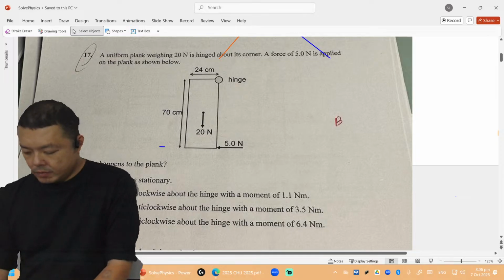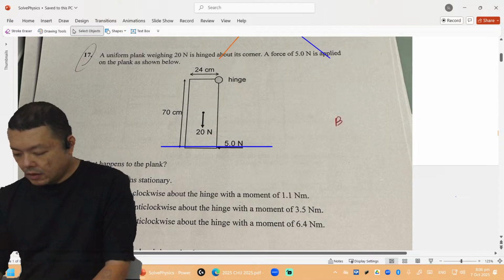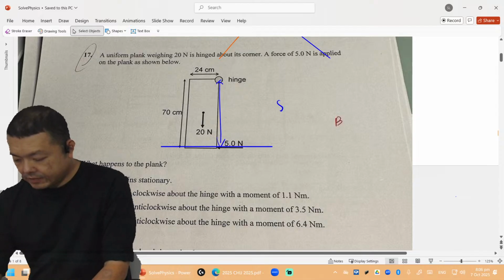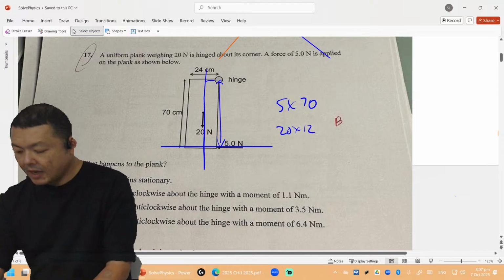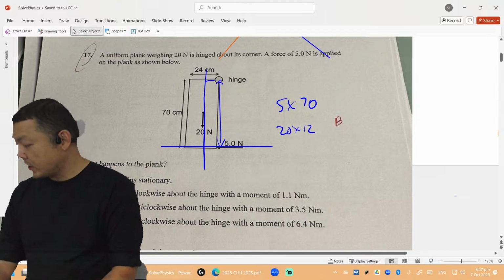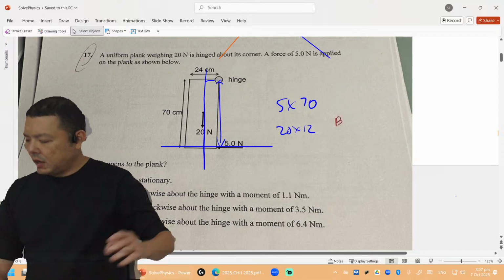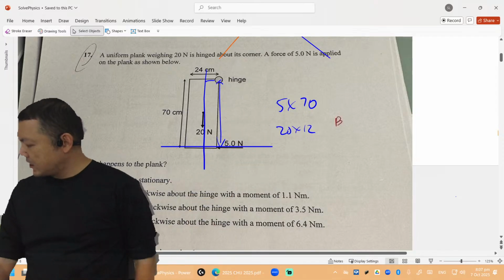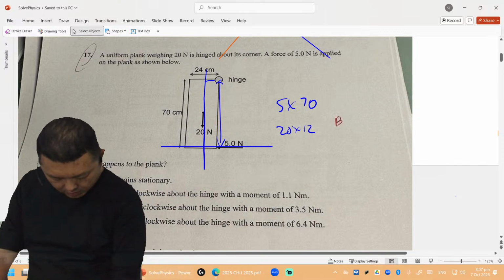Okay, good. So it's 5 times 70, right? Versus 20 times 12. And then you have to decide which one's bigger or which one's smaller, right? Looks like the 5 times 70 will be bigger, I think. Right?